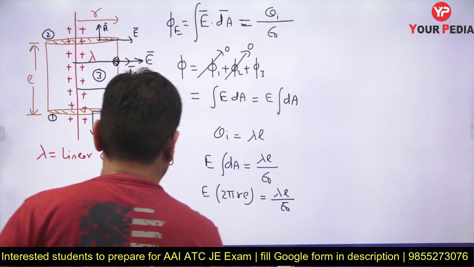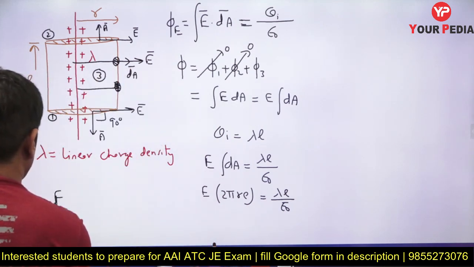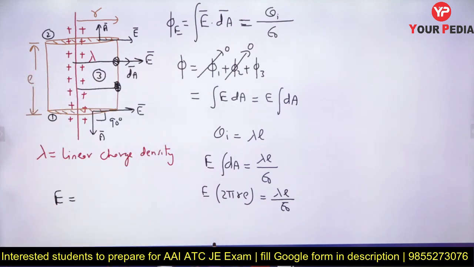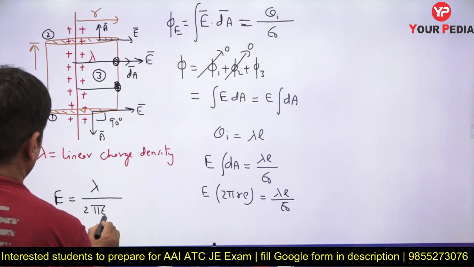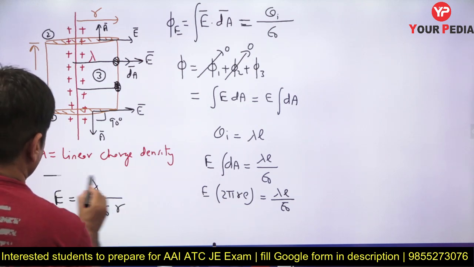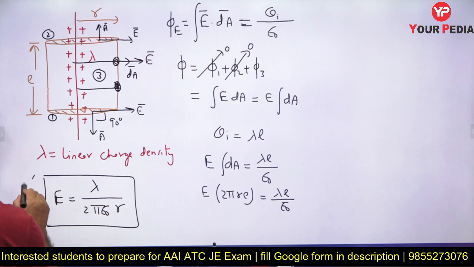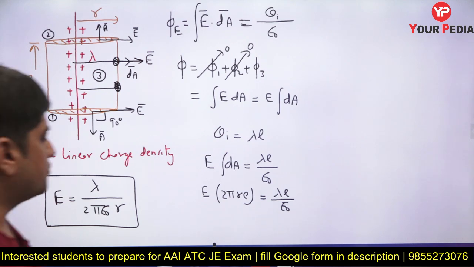This helps us calculate the value of the electric field because of this wire at any distance r, which is equal to lambda over 2 pi epsilon naught into r. This is a very important formula. Now in the exam this formula can be asked directly. What is the electric field because of the wire?